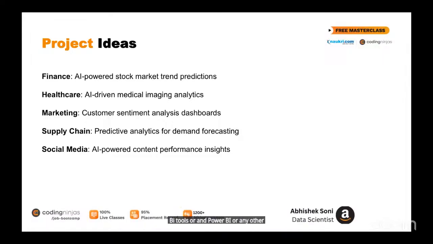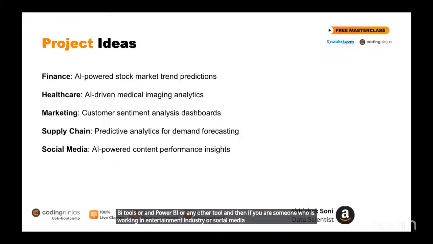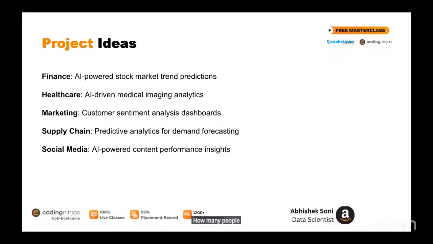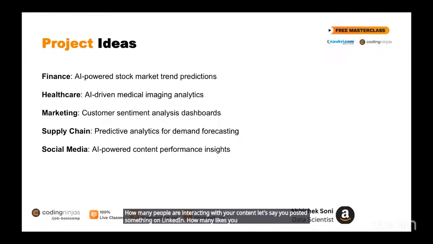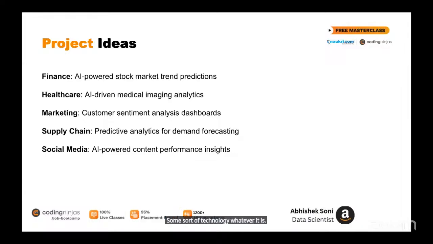And then if you are someone who is working in the entertainment industry or social media, then you can generate some AI powered dashboard which can help you with sentiments or content performance as well. So how many people are interacting with your content? Let's say you posted something on LinkedIn. How many likes are you getting for that post? What is the category of that post? Like, is it on salary breakup? Is it on learning? Or is it on some sort of technology? Whatever it is, you can assign a category.